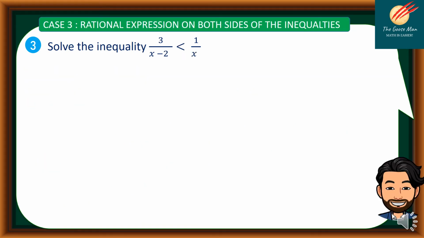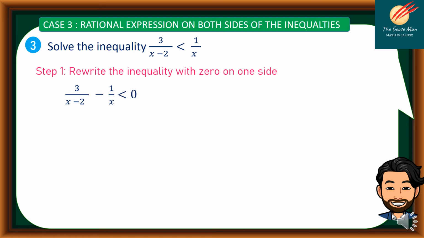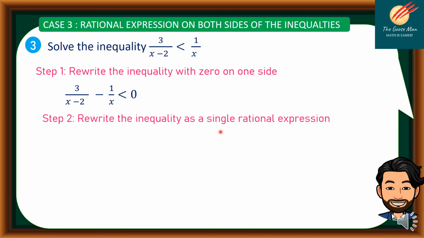The third case is rational expressions on both sides of the inequality. Say for instance we have the inequality 3 all over x minus 2 is less than 1 all over x. The first thing that we will do is rewrite the inequality with 0 on one side. That is why we subtract both sides of the inequality by 1 over x. We will come up with the inequality 3 all over x minus 2 minus 1 over x is less than 0.